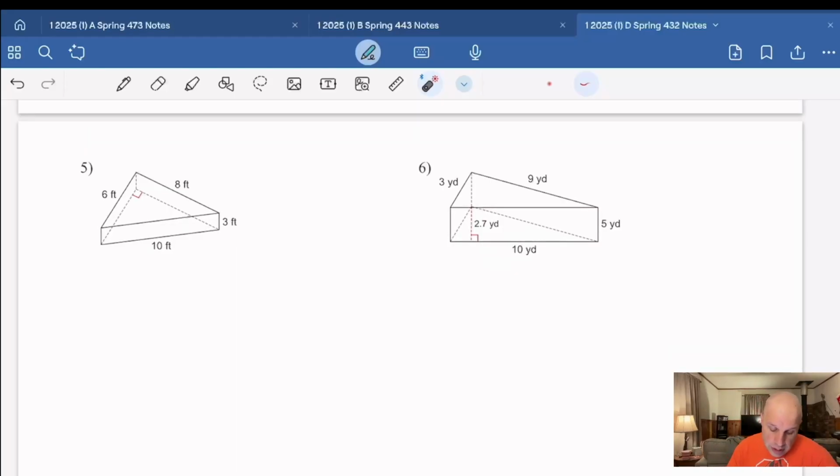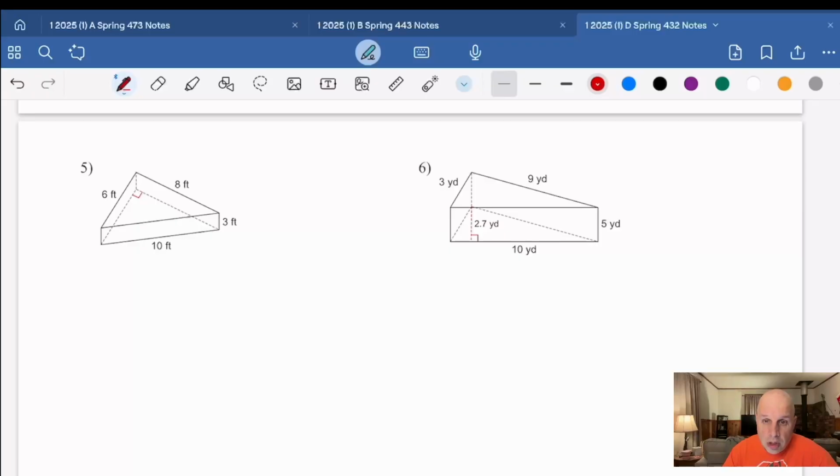Now we have a triangular prism. The 2 bases, there's one triangle and there's the other one. Then I have 3 rectangles: this one in the front, this one on the left, and this one on the right. We're going to approach finding the surface area of this prism the same exact way.